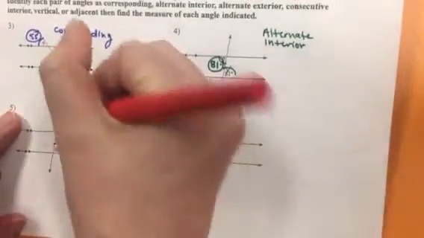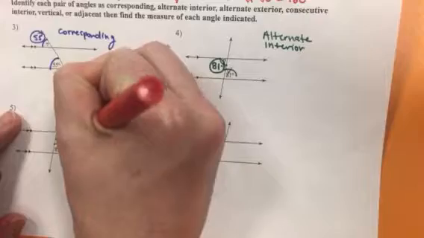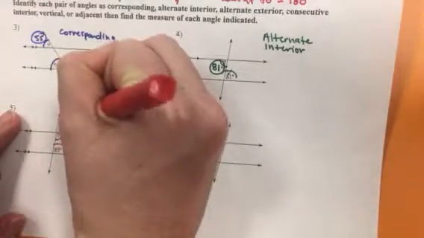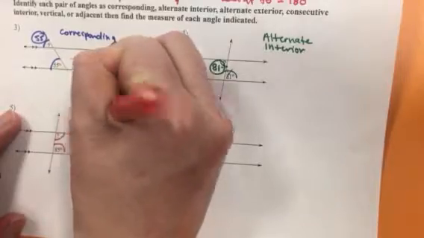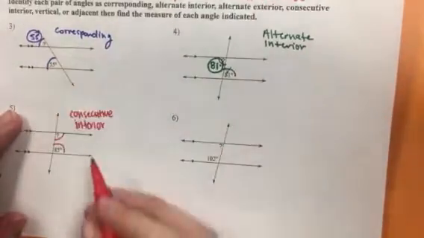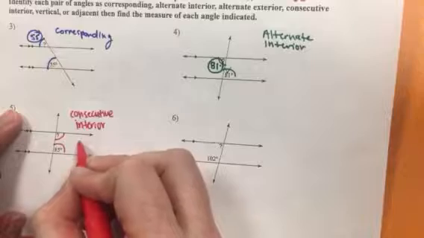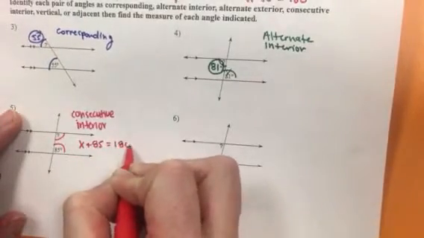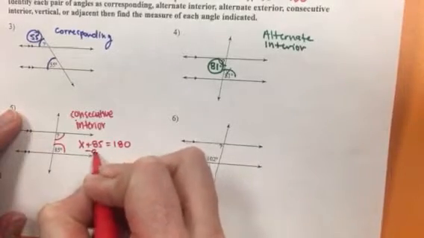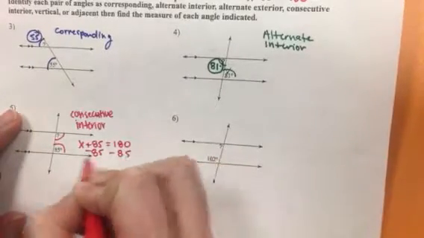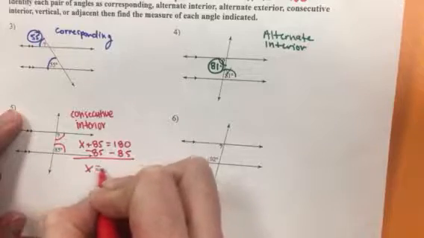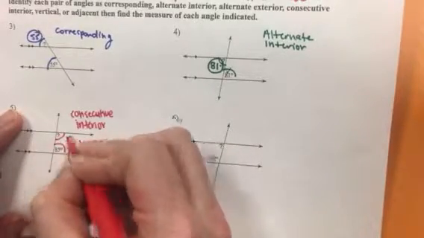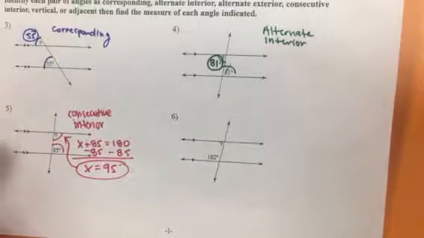Five, they are interior. They are same side, so consecutive, which means these should add up to 180. So question mark, or x plus 85 should equal 180. To get x by itself, I minus 85. We get x equals 95 degrees. So that angle right there is 95 degrees.